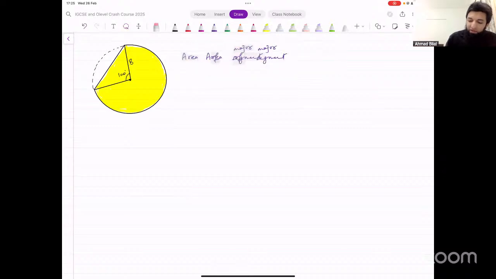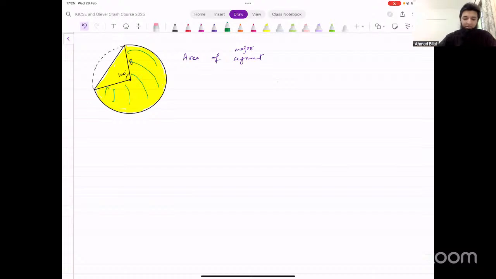Now, how do you divide this figure so that you can find the individual areas and then add them together? This is a segment, right? We can think of it like this, that we have one sector. This part, this is a sector. This is a major sector, right? We can find the area of that sector. And then add to that the area of this part, which is a triangle.